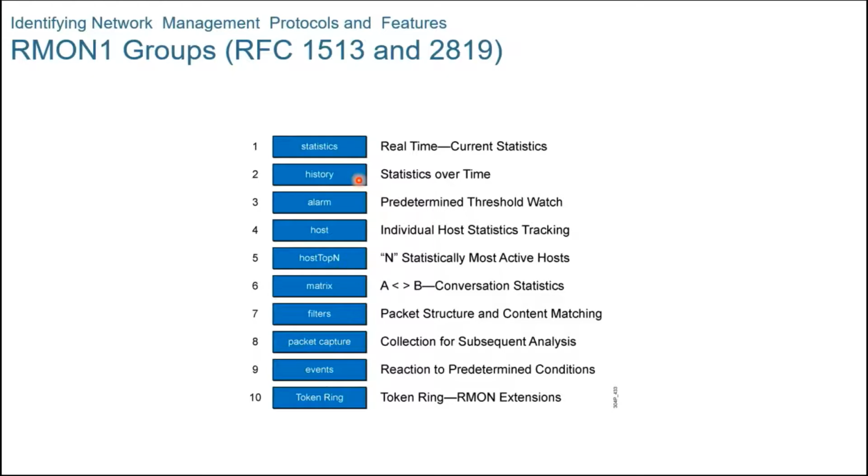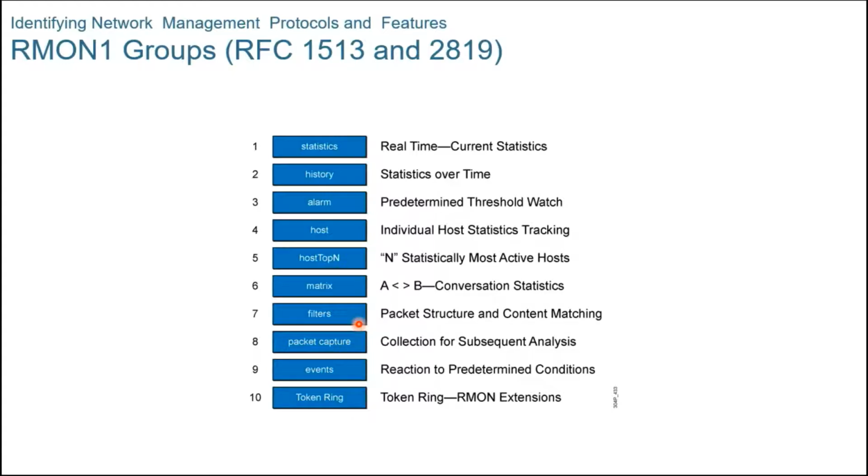So the history group is used to store periodic statistical samples for later retrieval. Now, the alarm group is used to set specific thresholds for managed objects and to trigger an event on crossing the threshold. So the host group contains statistics associated with each host discovered on the network. The host top N contains statistics for hosts that top a list ordered by one of their observed variables. The matrix contains statistics for conversations between sets of 2 addresses, including the number of packets or bytes exchanged between 2 hosts.